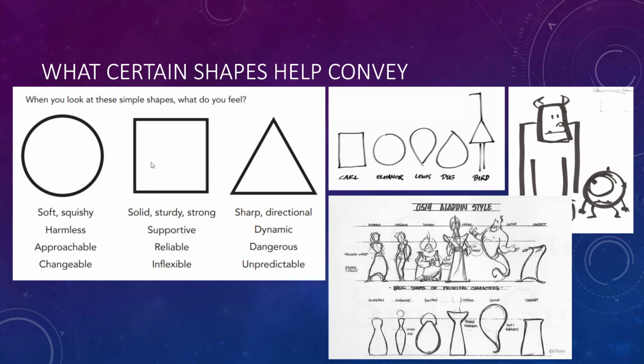It's a rounded square, so we know it's kind of reliable, but also it's changeable and approachable, but we don't know what it is. So you don't have to stick to circles, squares, and triangles, but rounded shapes are meant to be more friendly, and harsher shapes are meant to be more dangerous.